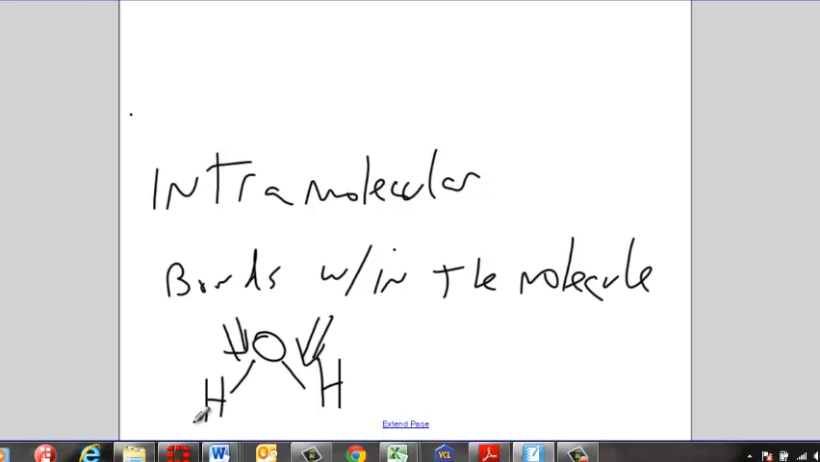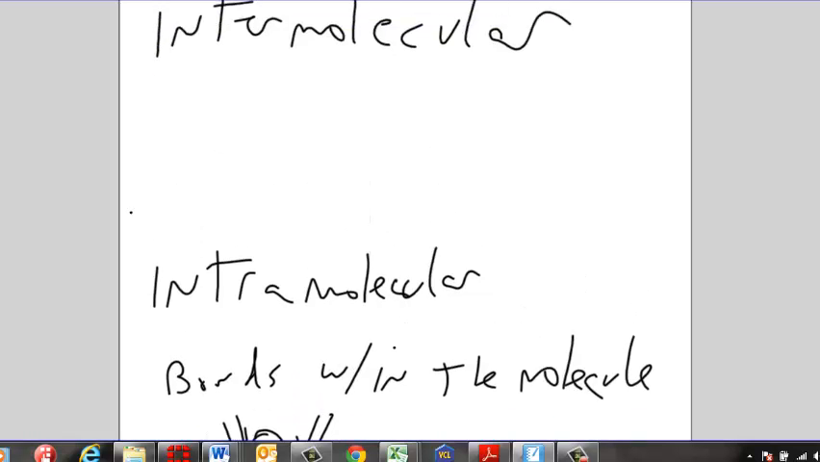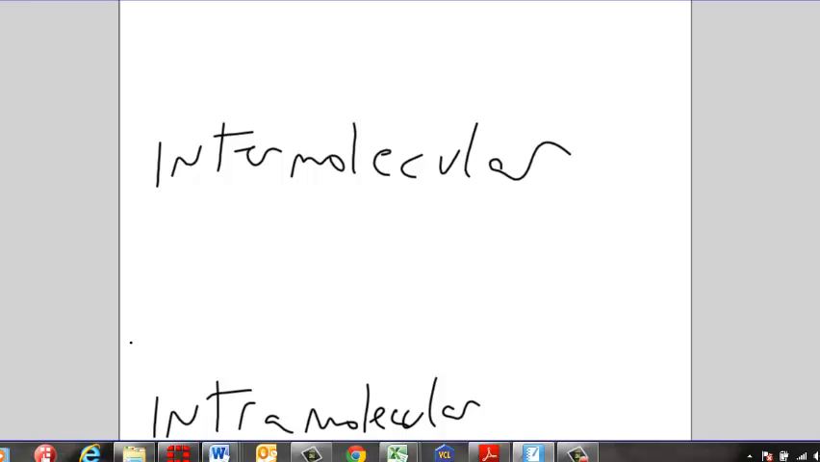Once again, ionic doesn't really have this sort of thing. This is covalent we're talking about here. Intramolecular is these bonds within the molecule. Intermolecular are bonds between molecules. So if I have this water, let me change my color. I have water. Remember, in any kind of glass of water, I have a bazillion, uncountable number of water molecules.